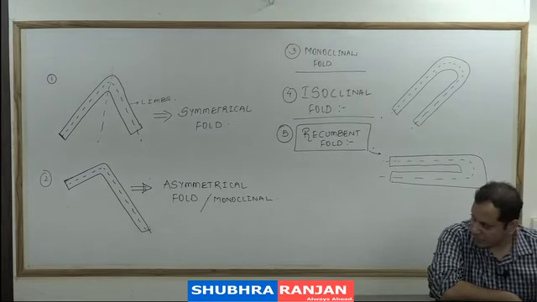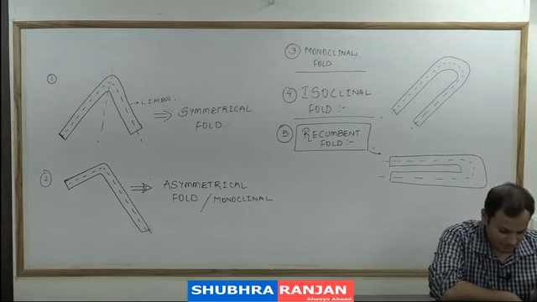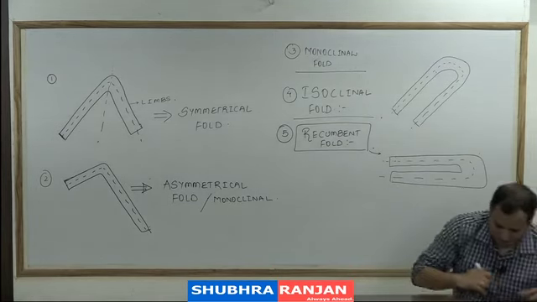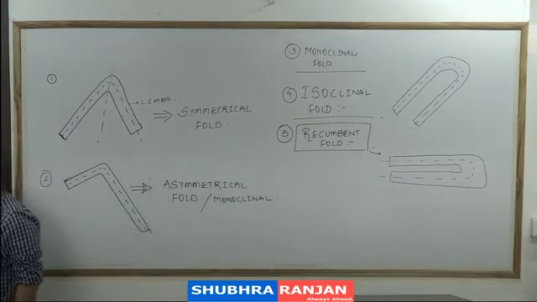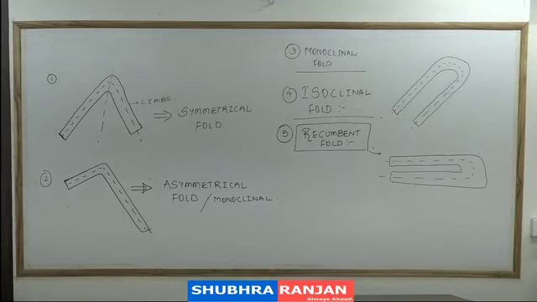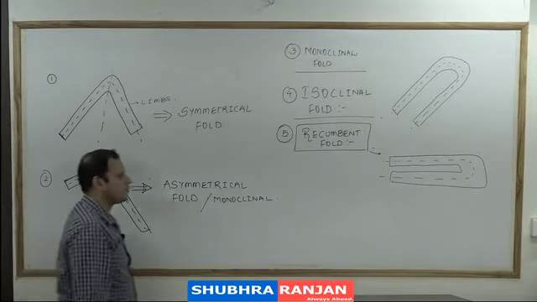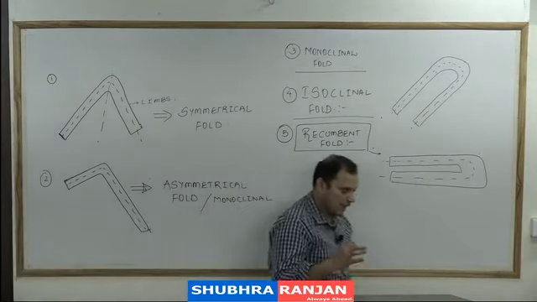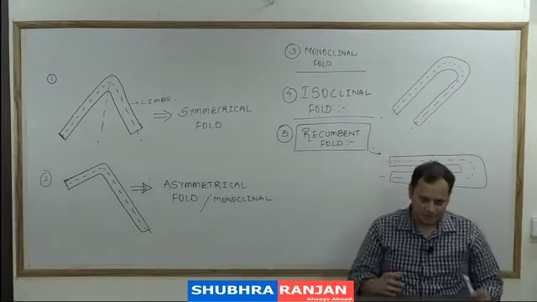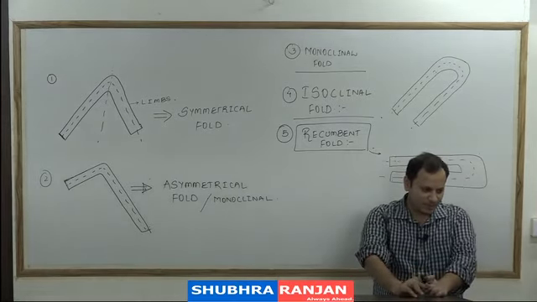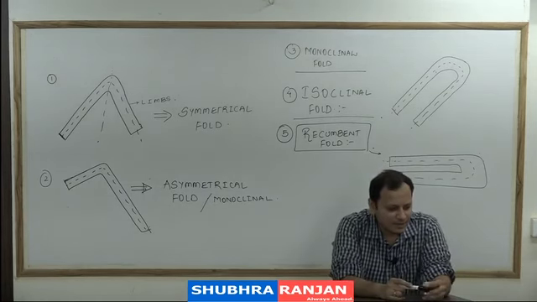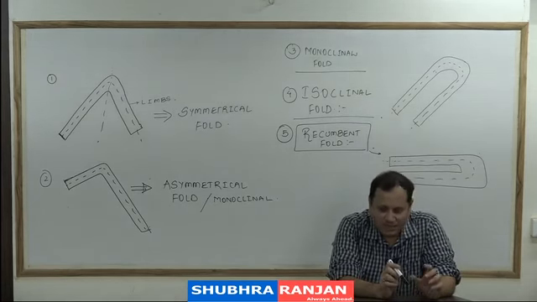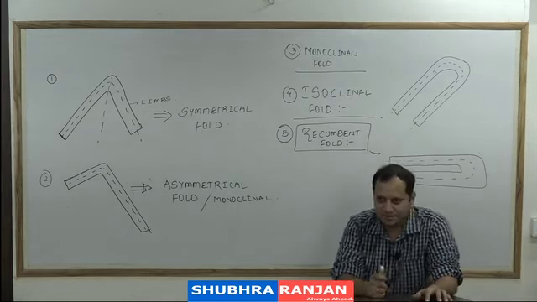In the recumbent fold, both the limbs become parallel to each other, as well as they are parallel to the ground surface.